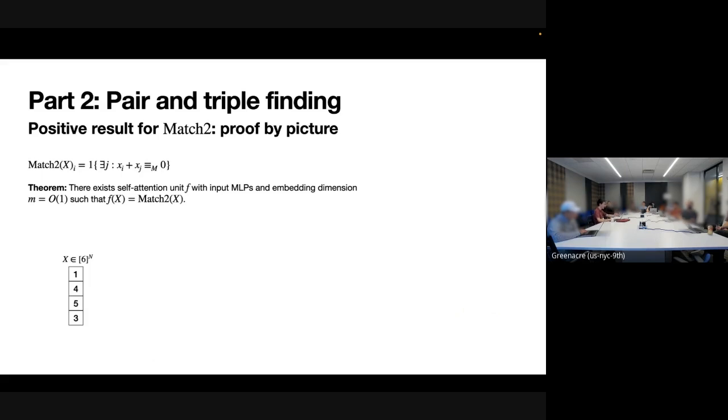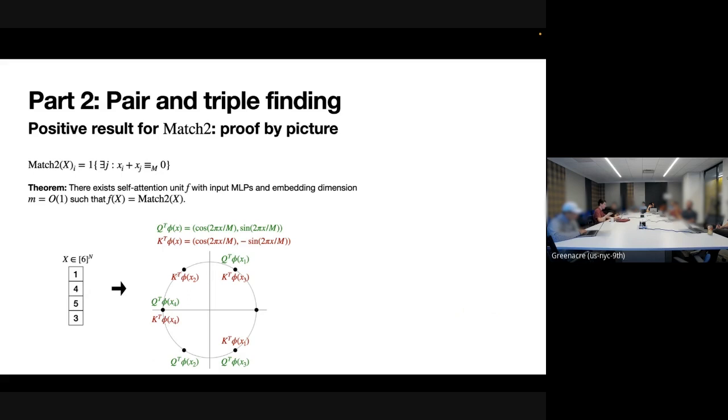So if you have this example, what should the output of this be? Well, it should be 1, 0, 1, 1, right? Because 1 plus 5 is 6, and 3 plus 3 is 6. And in this case, we're allowing i and j to be the same thing, so 3 plus 3 is 6, and we have that taken care of.